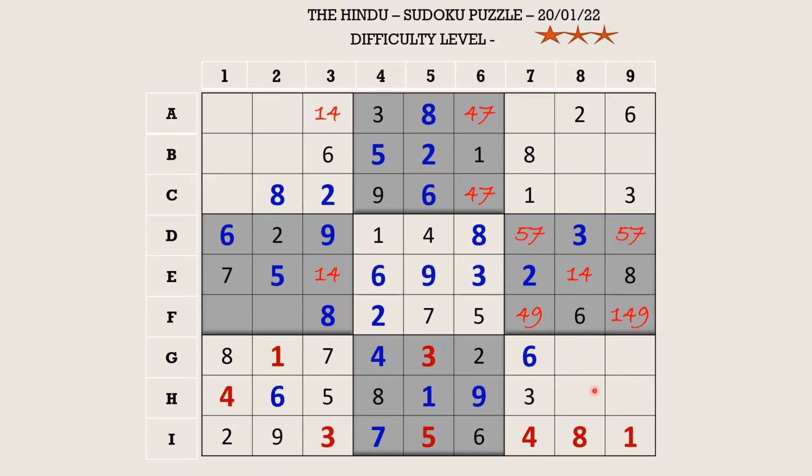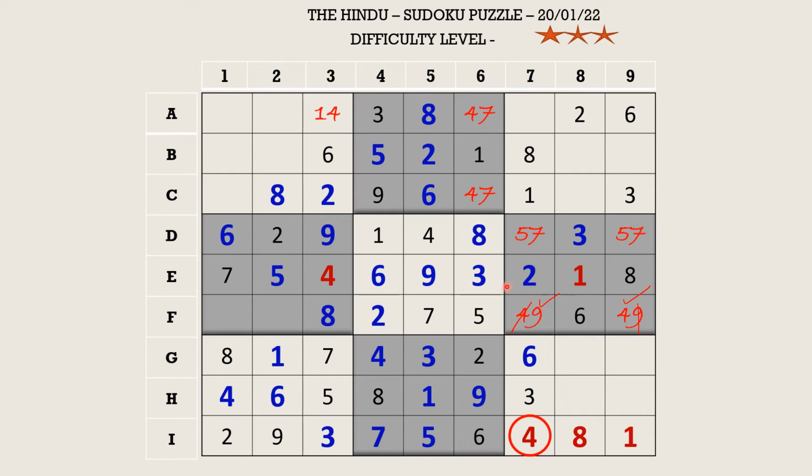This 1 in column 9 cancels out the 1 here in F9. So this becomes 4, 9. Now the only cell that can take 1 in the 6th block is E8. So E8 becomes 1 now. This cancels out the 1 here in E3 and E3 becomes 4. This 4 in row I cancels out the 4 here in F7. So F7 becomes 9 and F9 becomes 4.